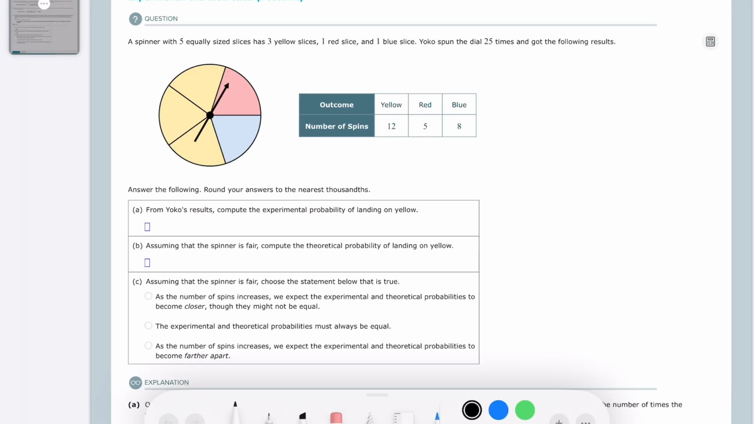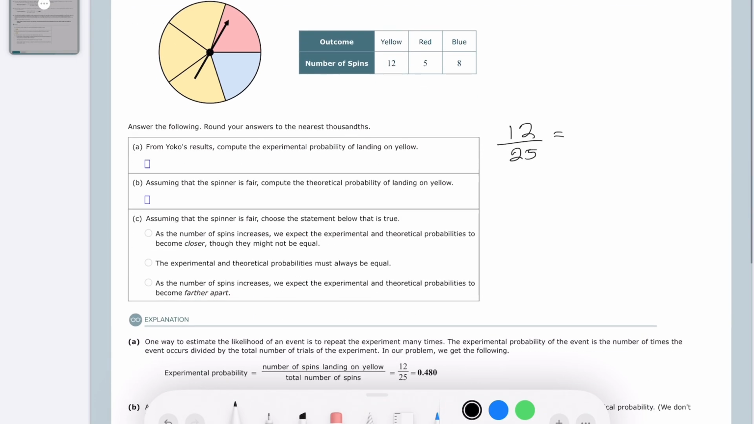Let's try another. So a spinner with 5 equally sized slices has 3 yellow slices, 1 red, 1 blue, and you see 3 yellow. Yoko spun the dial 25 times and got the following results. So what is the possibility that you land on yellow? Well, it would be 12 times, right? Out of all of the outcomes. I'm sorry, the number of spins, which is 25. And the decimal is 0.480.